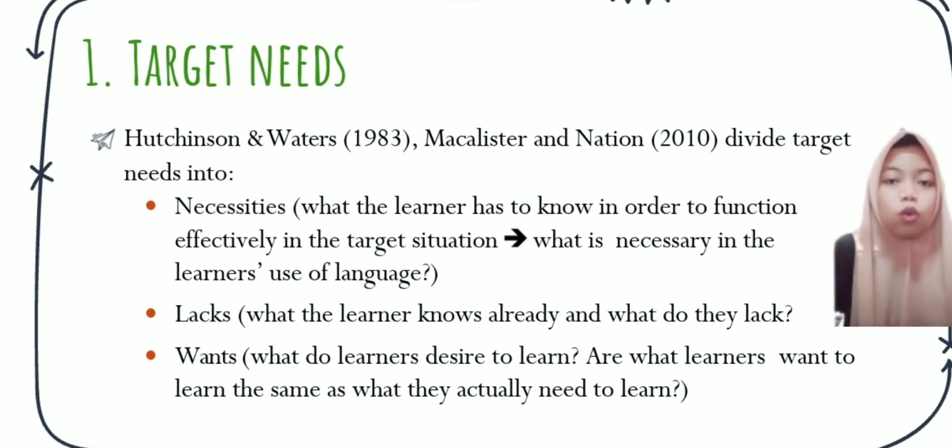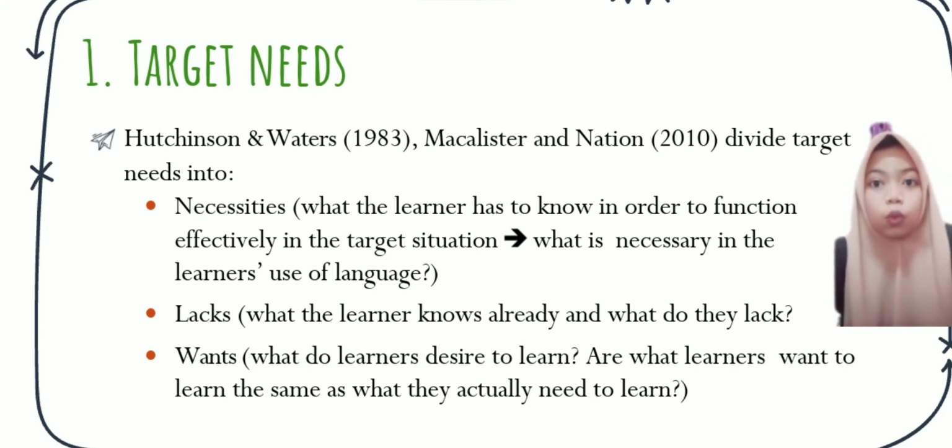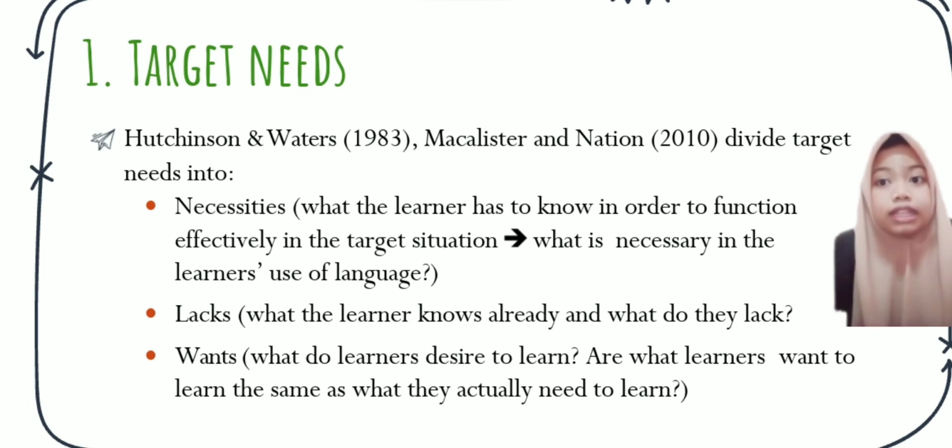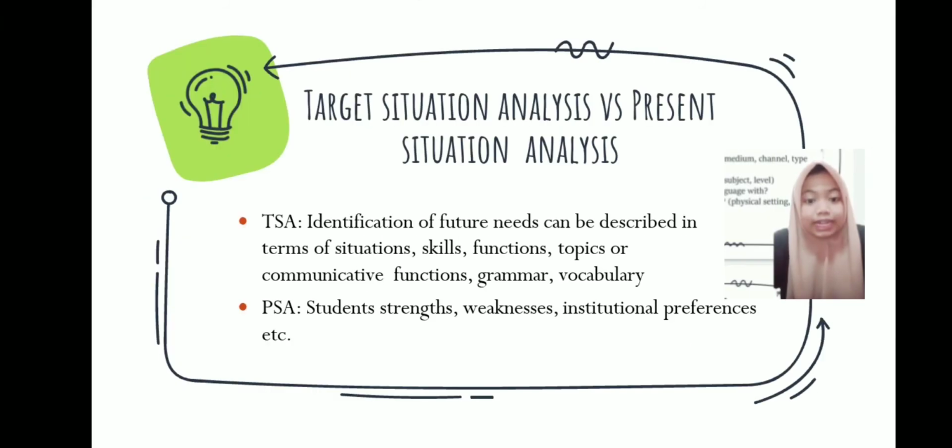Necessities is what the learners have to know in order to function effectively in the target situation. And the second is lacks. Lacks is what the learners know already and what they lack. And the third is wants. Wants is what the learners decide to learn and what learners want to learn at the same time as what they actually need to learn. We will compare target situation analysis versus present situation analysis.